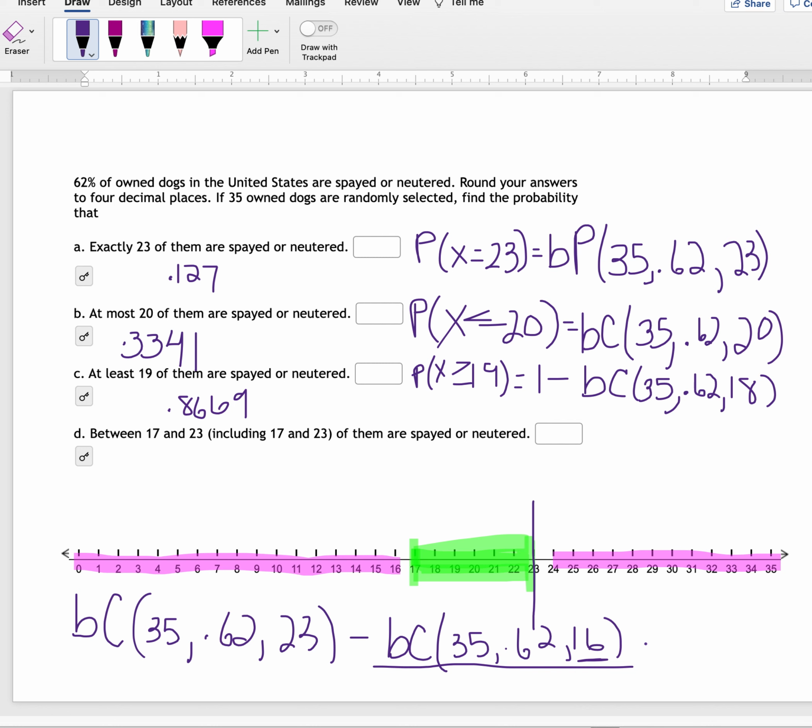So when you put that in on the calculator, our final answer should be 0.6947. And don't forget, do not round until the very end.